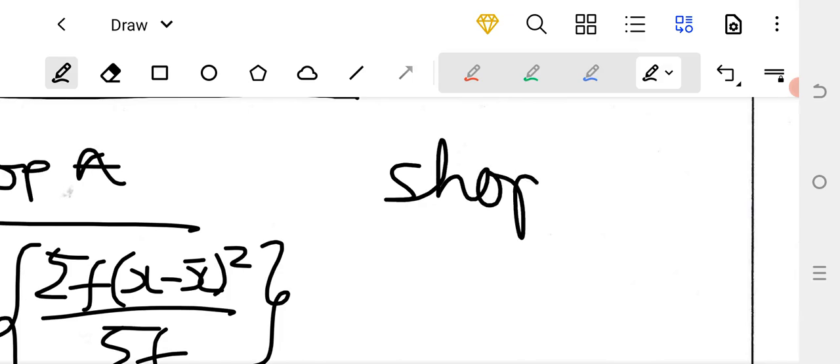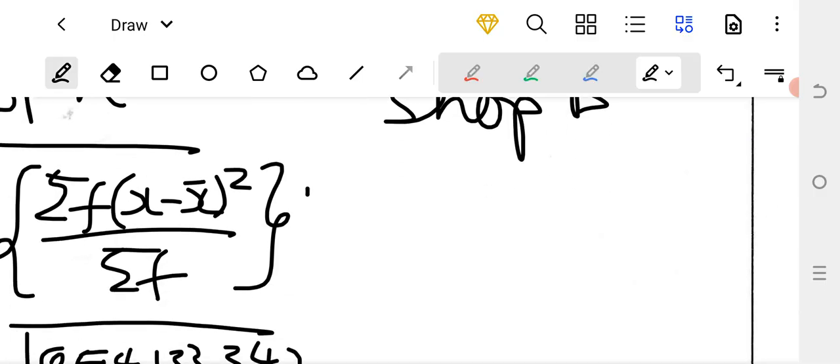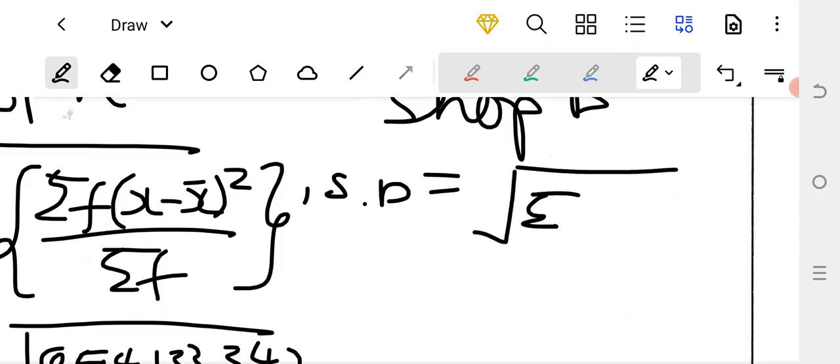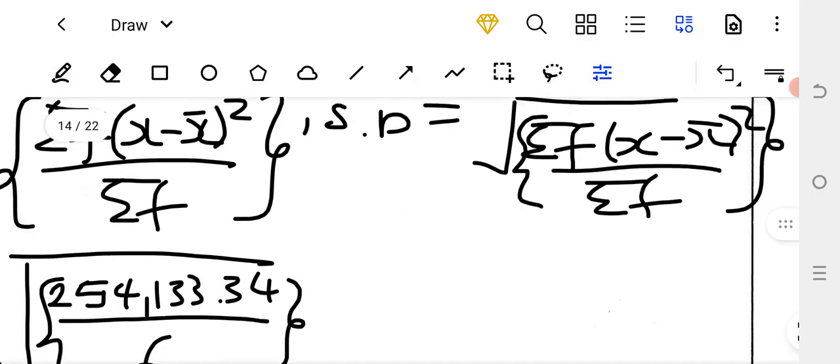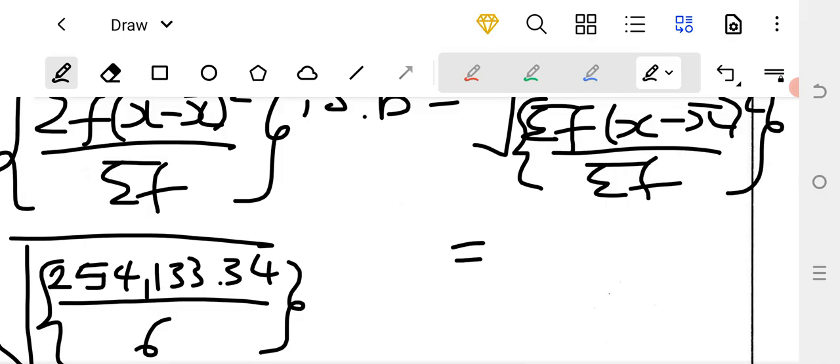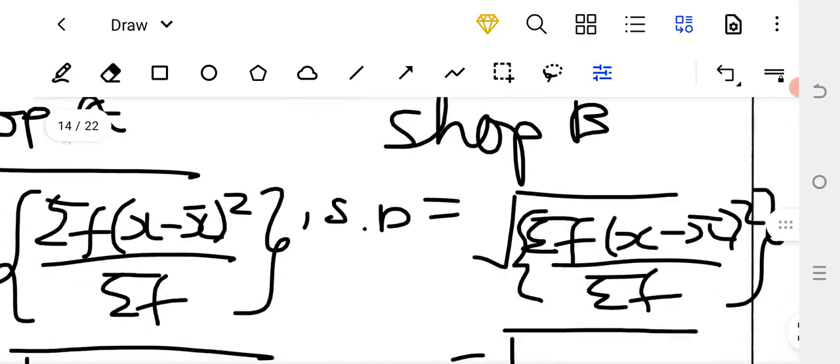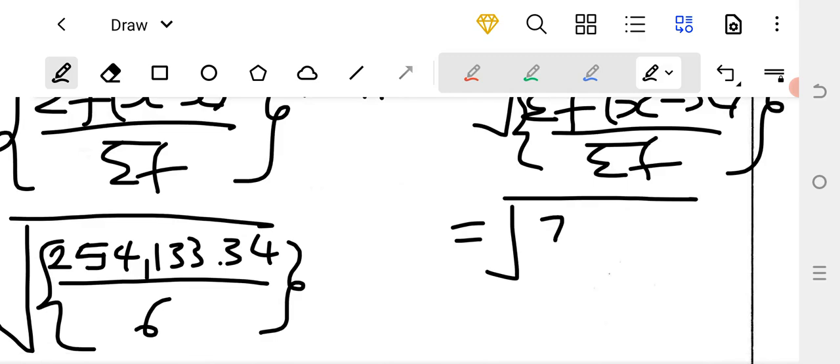Shop B has its own solution. The standard deviation is equal to the square root of the summation of f times (x minus x bar) squared, then we divide by the summation of f, which is equal to the square root of 74,200. We divide by 6.